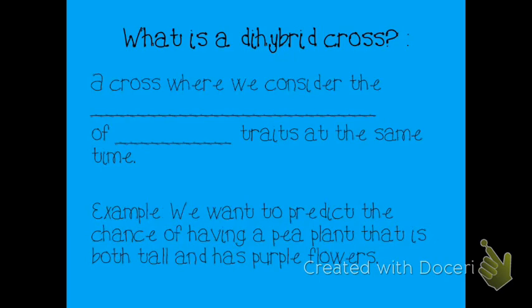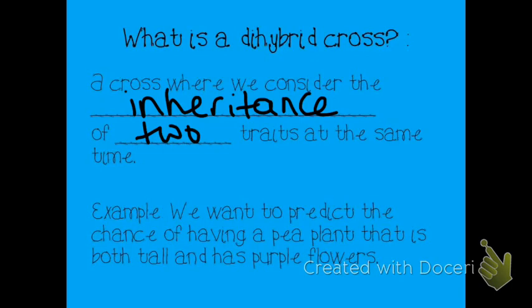All right, so what is a dihybrid cross exactly? Well, a monohybrid cross was whenever we were crossing only one trait. So a dihybrid cross is a cross where we consider the inheritance of two traits at the same time. Okay, so for example, we would use a dihybrid cross if we wanted to predict the chance of having a pea plant that is both tall and has purple flowers. Okay, so we're trying to predict two traits at the same time instead of only one trait.